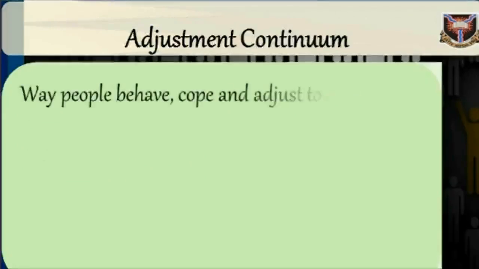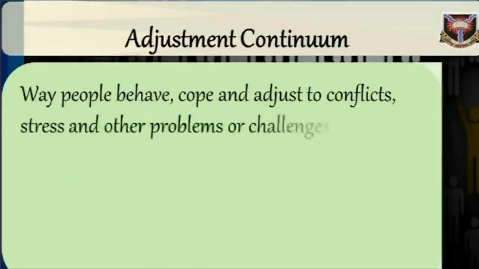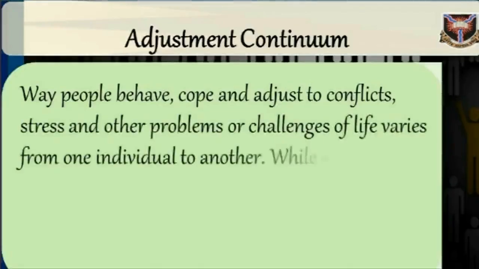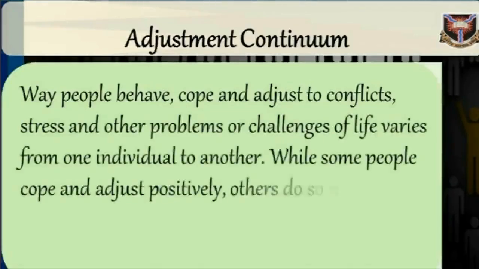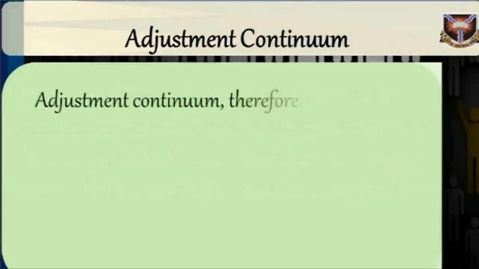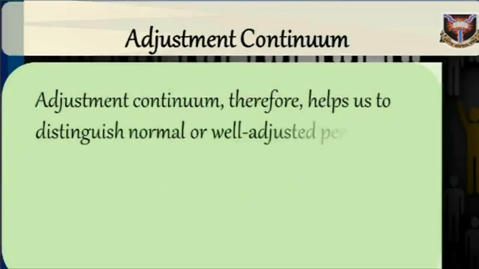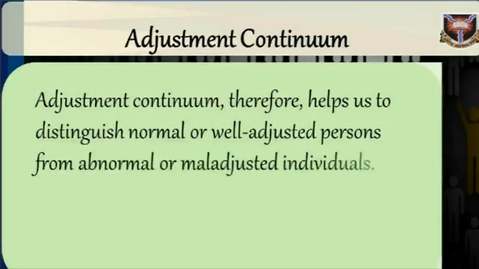Adjustment continuum. The way people behave, cope, and adjust to conflict, stress, and other problems or challenges of life varies from one individual to another. While some people cope and adjust positively, others do so negatively. The adjustment continuum, therefore, helps us to distinguish normal or well-adjusted persons from abnormal or maladjusted individuals.